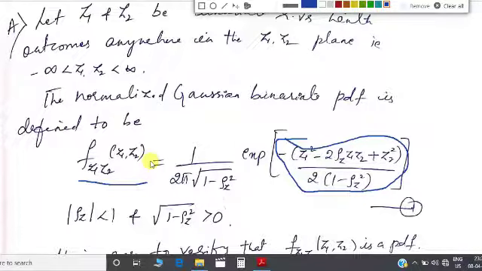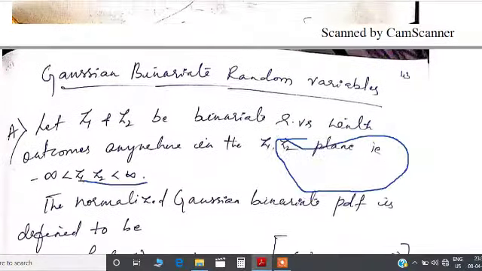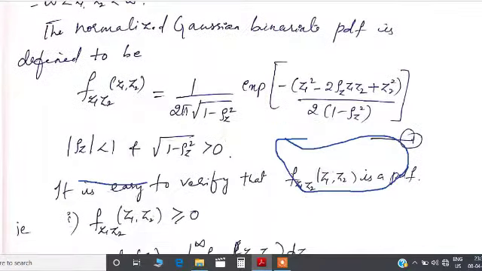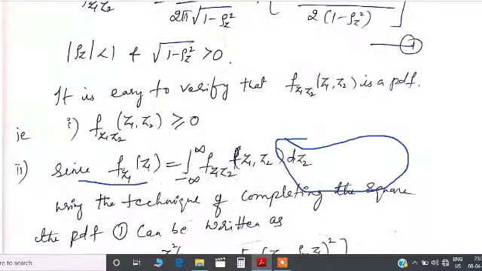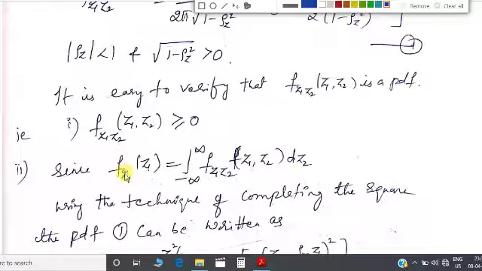So let us prove that the normalized Gaussian bivariate PDF which we have defined is a PDF. In order to show any function is a PDF, since it is a continuous probability distribution, we have to show the integral between the limits is equal to 1. Since it is bivariate, the double integral from minus infinity to plus infinity of f Z1 Z2 of Z1, Z2 is equal to 1. To show this, I will consider the marginal PDFs of Z1, Z2.